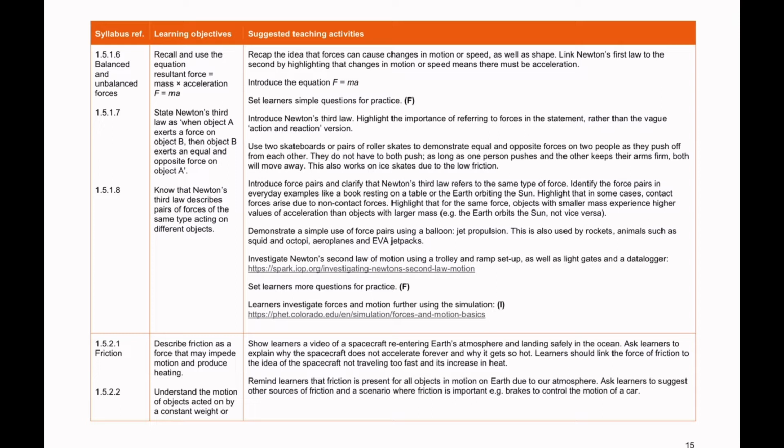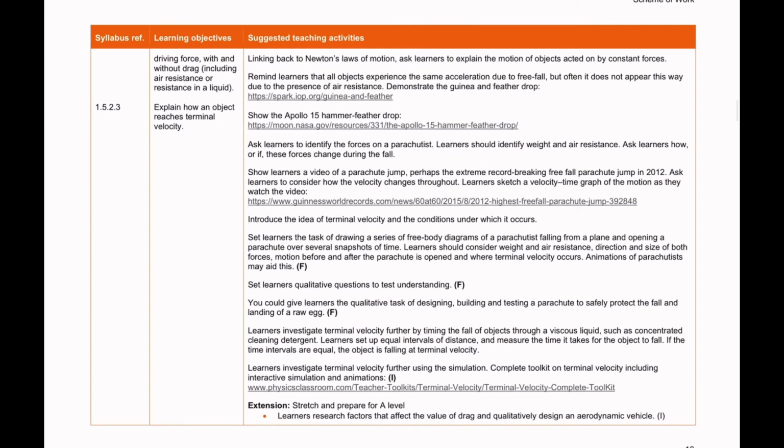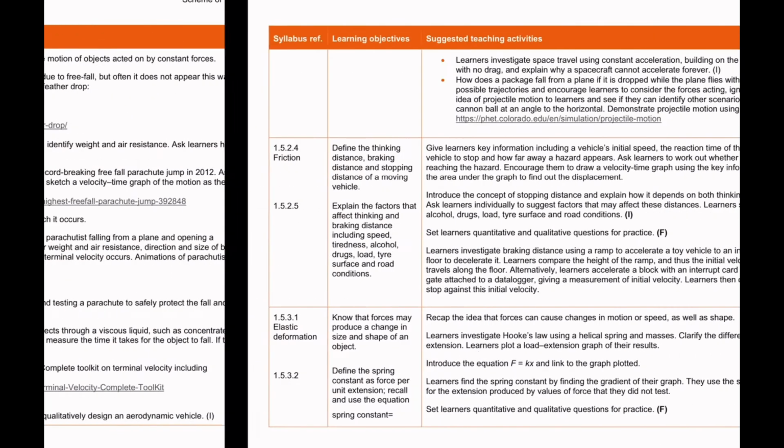Key concept friction. Learning objectives. Describe friction as a force that may impede motion and produce heating. Understand the motion of objects acted on by a constant weight or driving force with and without drag, including air resistance or resistance in a liquid. Explain how an object reaches terminal velocity.